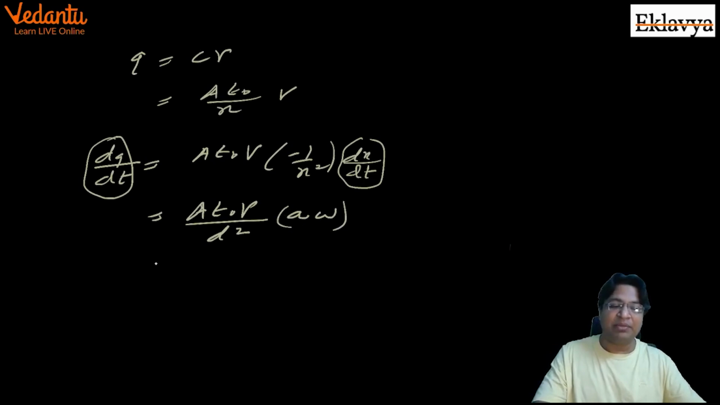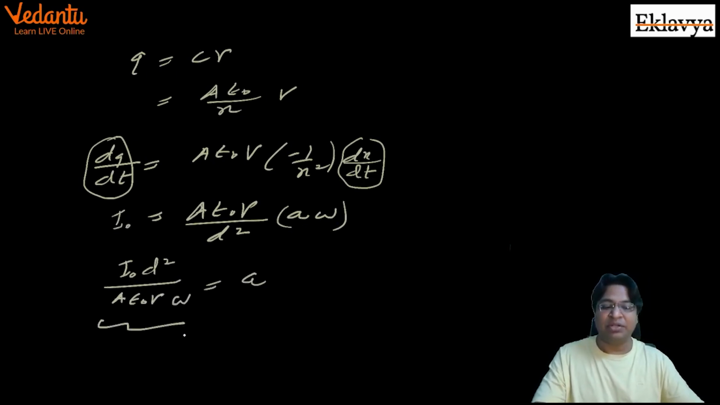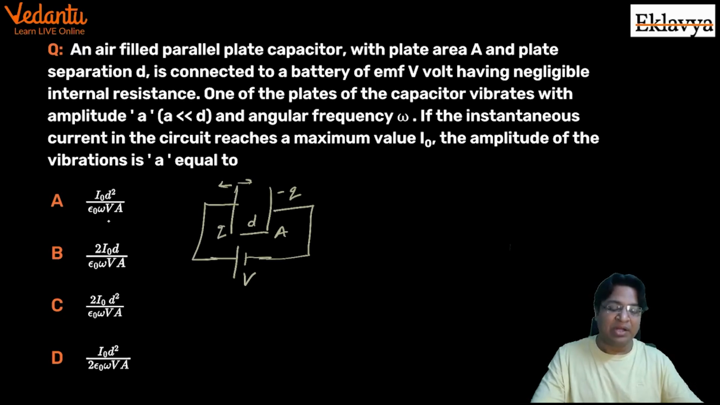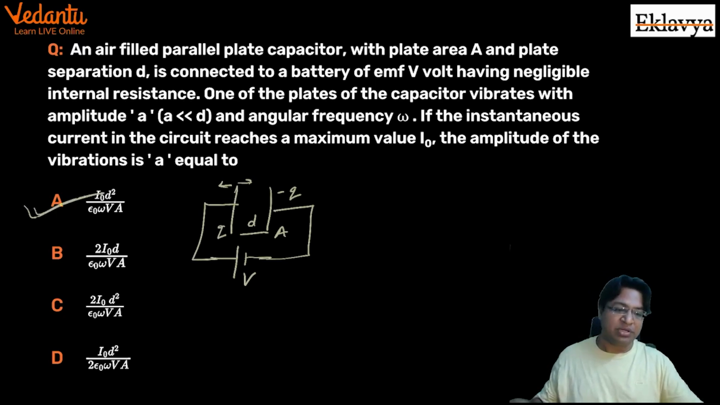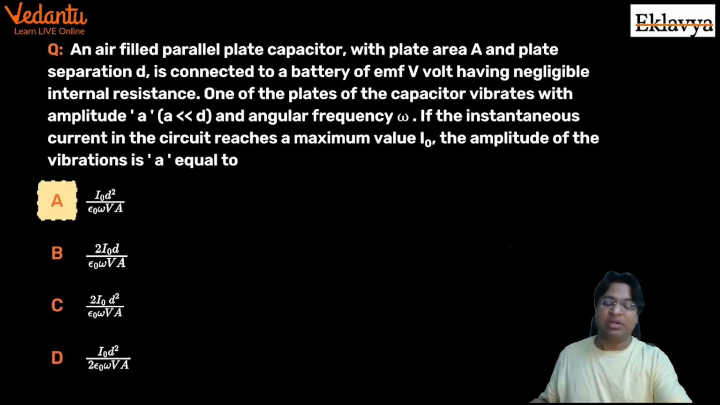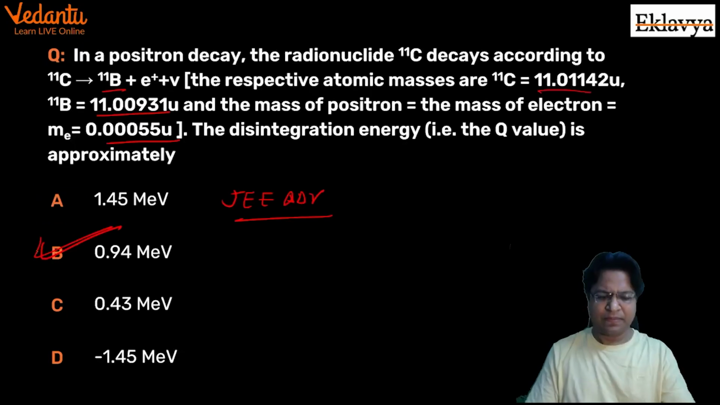From here you can get the amplitude. This current is given to us as I naught. So I naught into d square divided by A epsilon naught V into omega is the amplitude of the vibration. So I think option A is the correct one. Here there is a 2 in the denominator in the other options, but I don't see any number in my expression, so option A seems to be the correct one. We can just confirm. Yeah, all right, so that is the given answer. We'll now move to the next question.